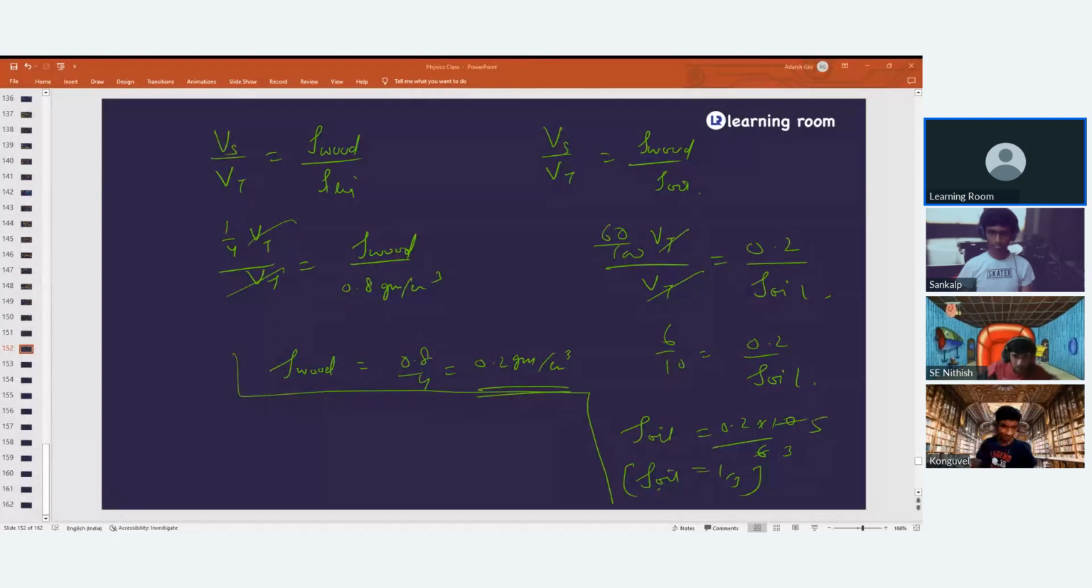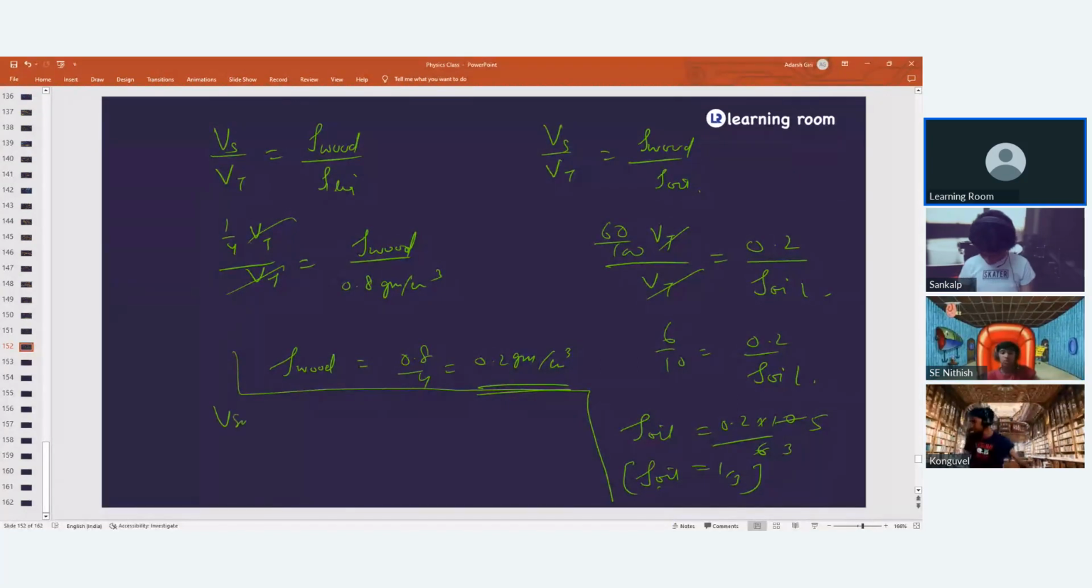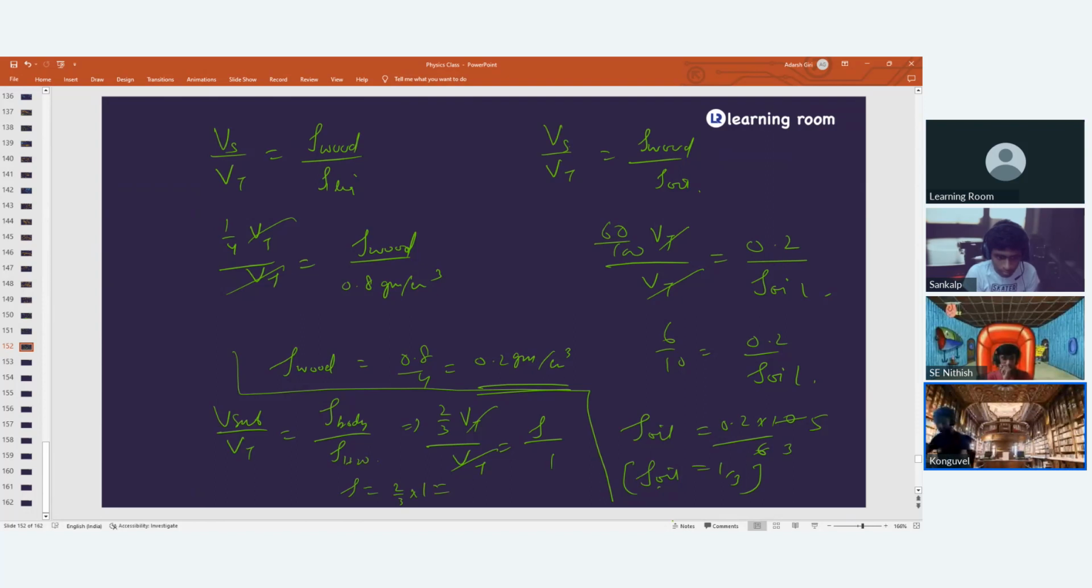I'll have to see. The question says that the solid floats in water with 2/3 of the volume below the surface. So volume submerged by volume total is what? Rho of body by rho of liquid, that is H2O in this case. So 2/3 of the volume, that is volume submerged, is 2 by 3 of total volume, so VS by VT is equal to rho by rho of water, which is 1 only. So rho will be 2 by 3 into 1, that is 2 by 3 gram per centimeter cube. Understood or not? Yes, sir.